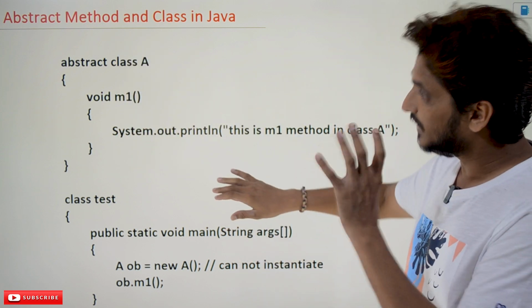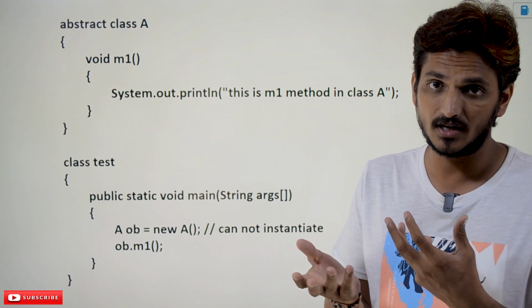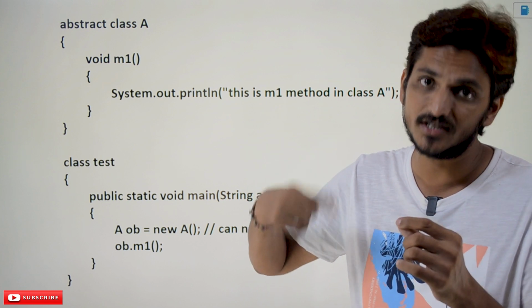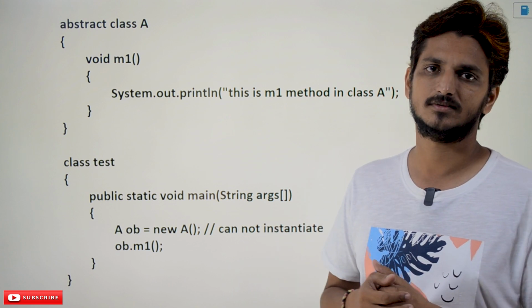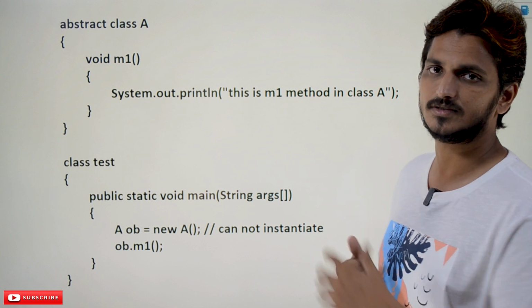So what's the meaning of abstract class? If you define a class as an abstract class, you are not able to instantiate that class. It means you cannot create an object for that class. That is the meaning of abstract class.